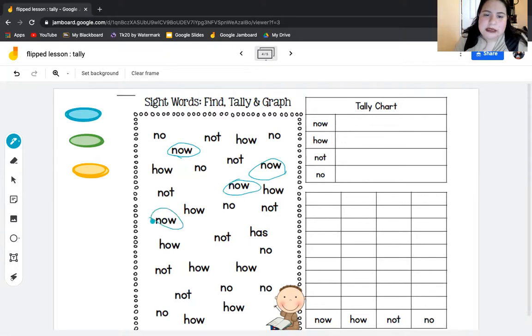I see one here. I think that's all of the words. So now we are going to count. How many nows did we circle?